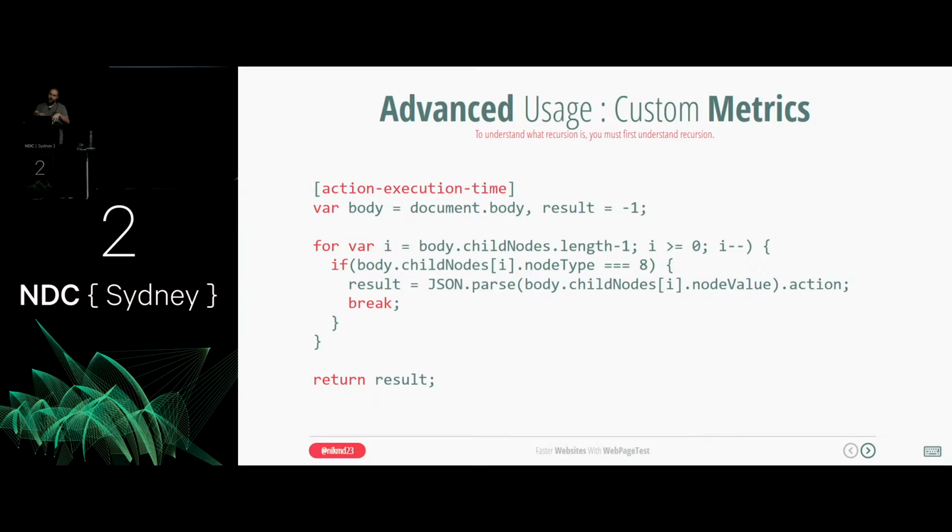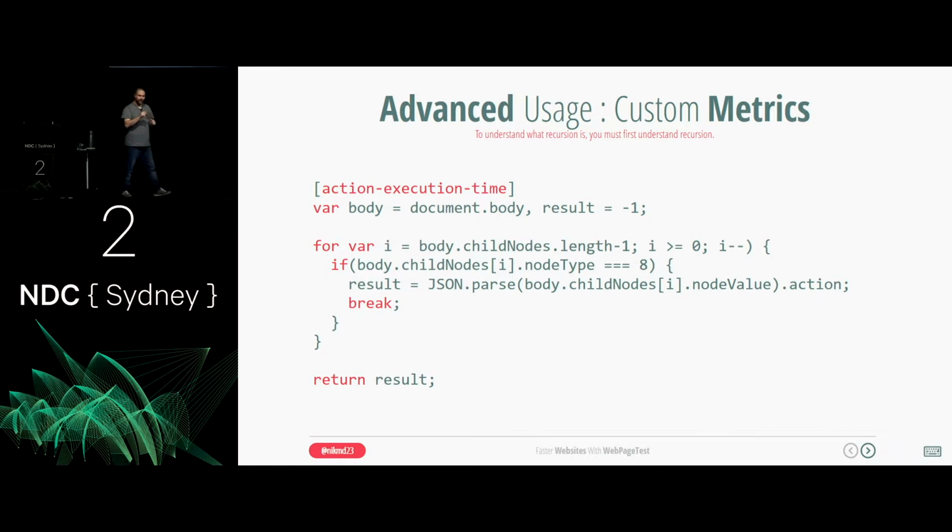And so all you have to do is write a little bit of JavaScript. Let's ignore the first line right now that's in square brackets. What this JavaScript is doing is just vanilla JS, but you could be using jQuery if jQuery is available on your page, or whatever DOM library you want. It's iterating through all of the child nodes of the body tag, and it's looking for one with a node type of 8.